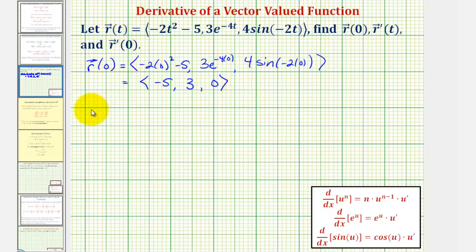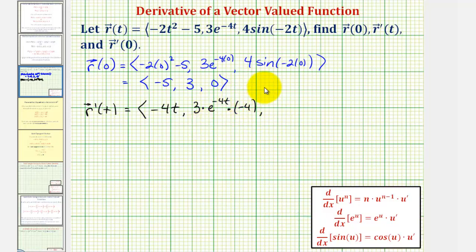And now let's find r prime of t. So we'll find the derivative with respect to t of the x component, the y component, and the z component. So the derivative of negative 2t squared minus 5 with respect to t would be negative 4t. The derivative of 3e raised to the power of negative 4t would be 3 times e raised to the power of negative 4t times the derivative of negative 4t, which is negative 4.